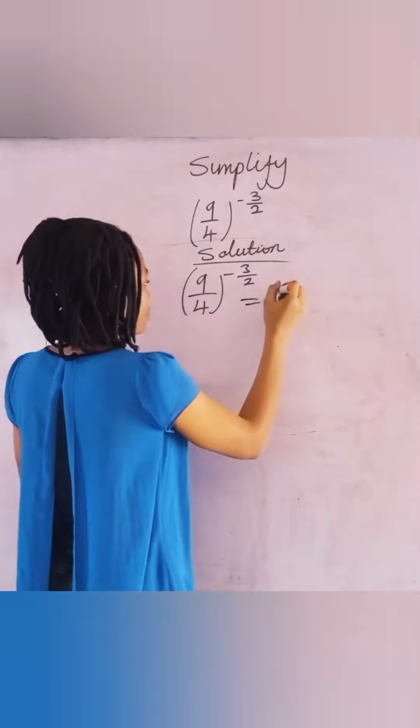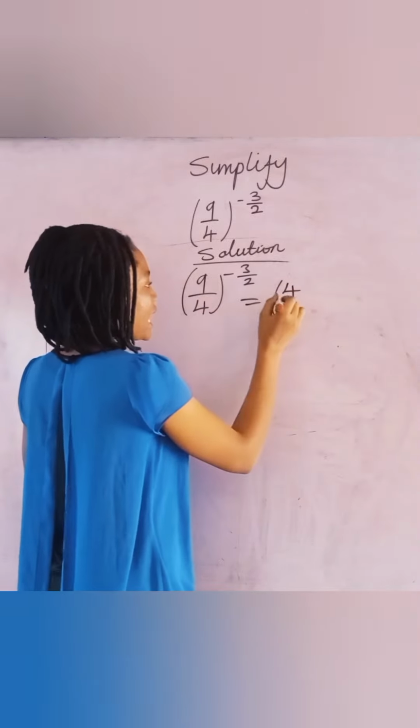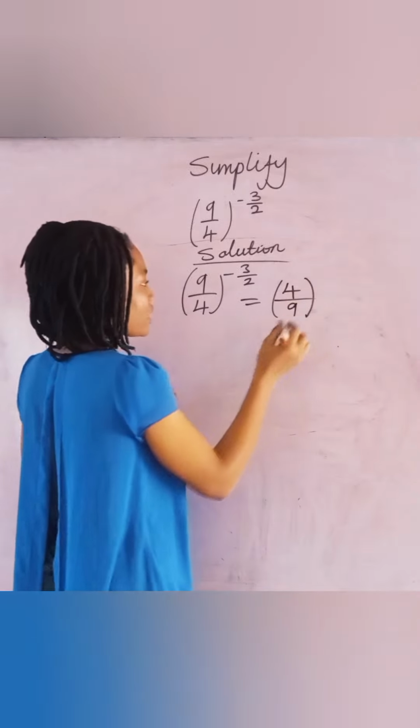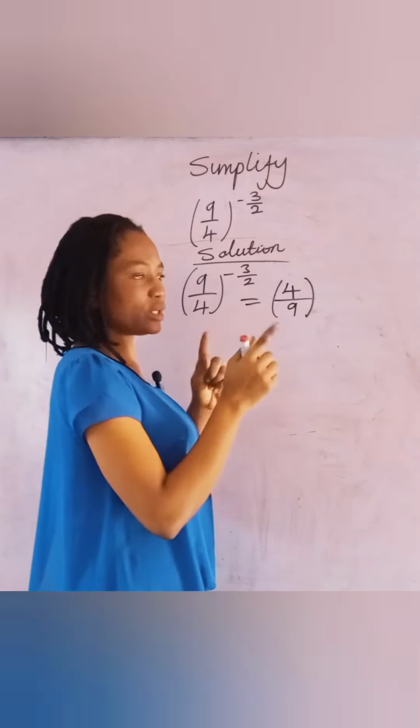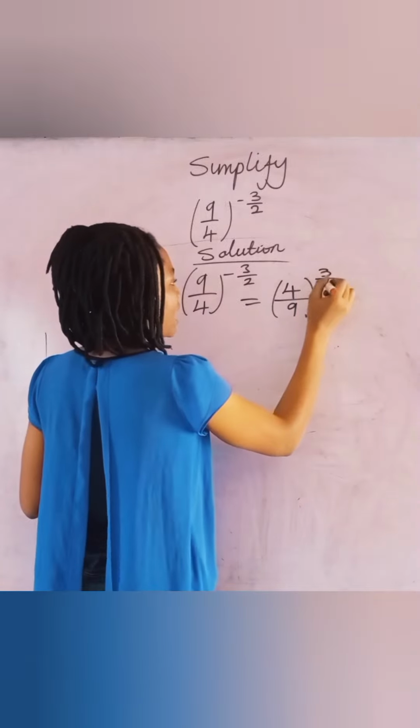So here 4 is the denominator. It will become the numerator, and then 9 being the numerator becomes the denominator. Alright, so these two numbers are inverse to each other. So the negative sign will be eliminated and we have this.